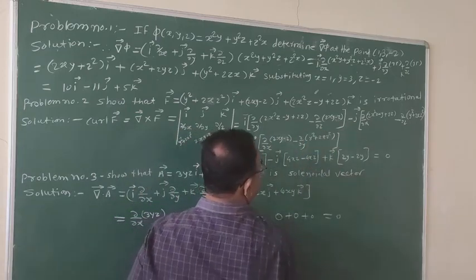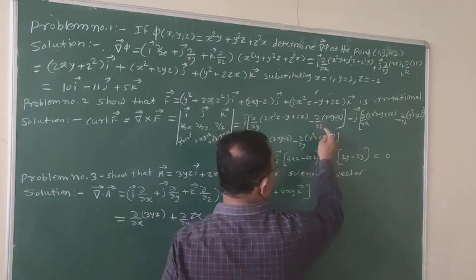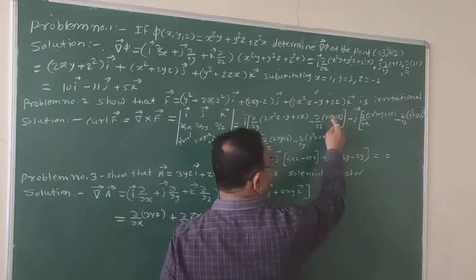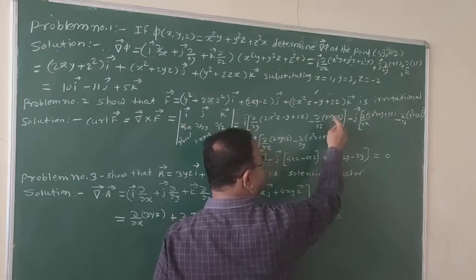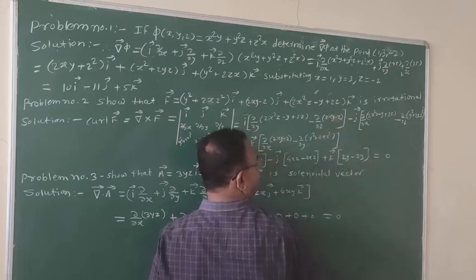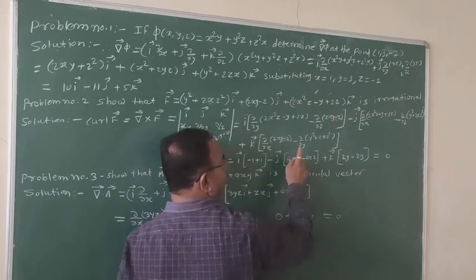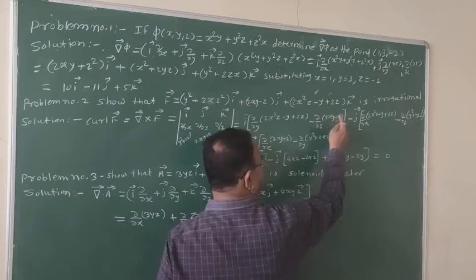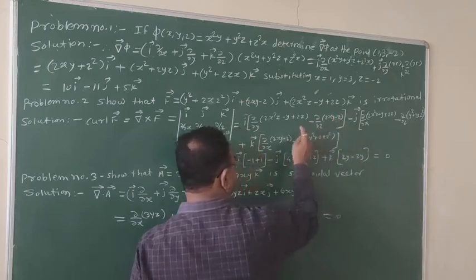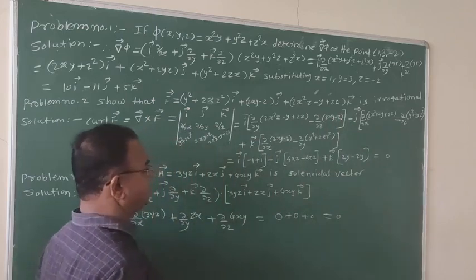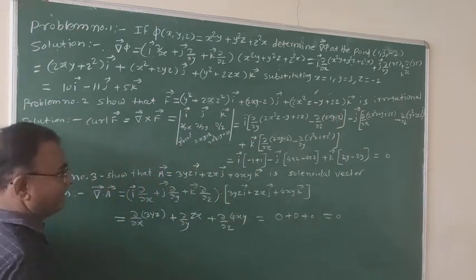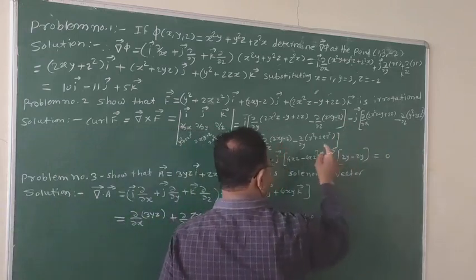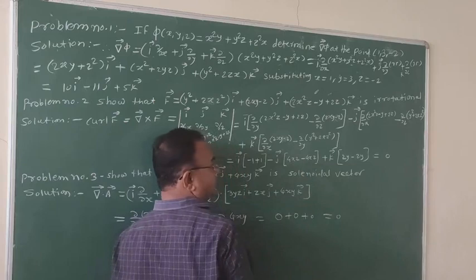Similarly, in the second one, here ∂/∂z of 2xy. The value of 2xy is constant, so the partial differentiation is 0. Therefore, there is no need to write that 0. Minus ∂/∂z operating on z, that value is minus 1. Minus minus becomes plus. We have minus 1 plus 1. Minus j bar into, by doing the same concept, we can find out the partial differentiation here.